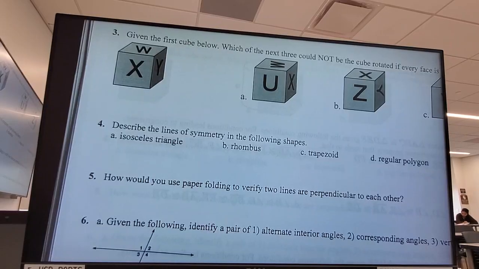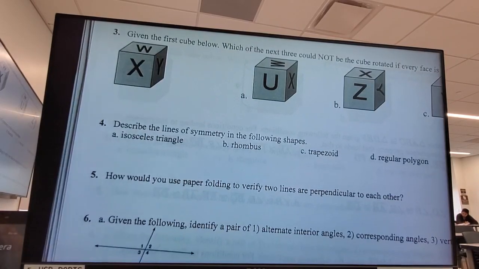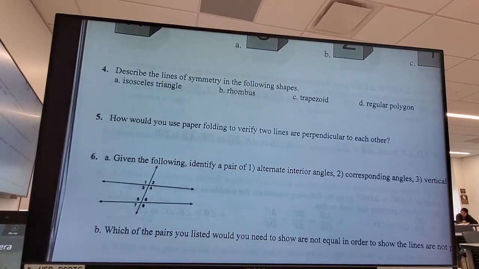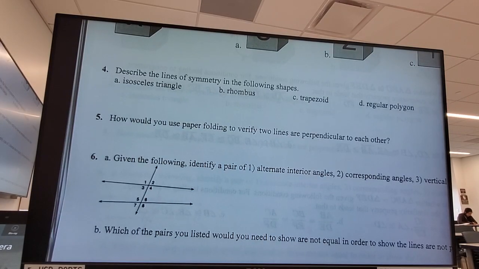What's tricky about number 6? What's immediately tricky about number 6? Yeah, but we still have alternate interior angles. What's true about alternate interior angles if the lines are parallel? They're equal to each other. So even if they're not equal to each other, they still exist. Can somebody give me one pair of alternate interior angles? 3 and 6. Yeah, 3 and 6. They're exactly what they sound like.